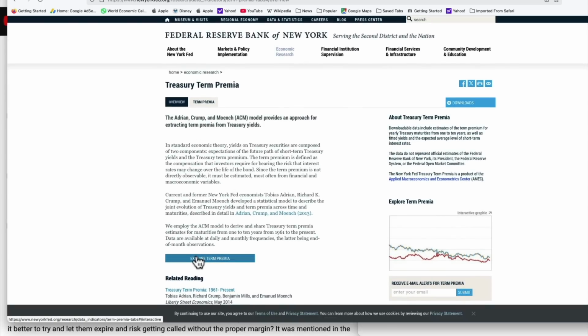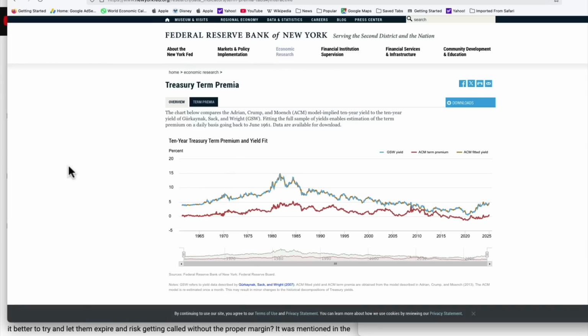So you can click on Explore the Data, and there's your term premium over time. The red line is the ACM term premium. You can download the data as well. You can download the Excel file. It has data for all the tenors. This is a chart for the 10 year. It goes all the way back to March of 1962. You can see how the term premium has evolved over time.